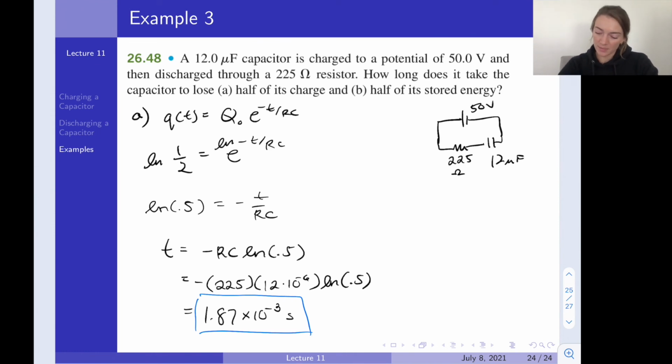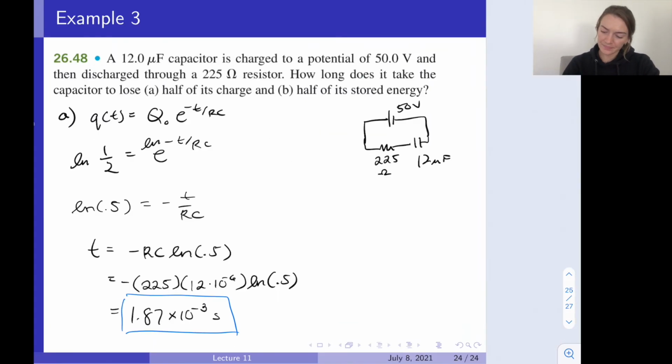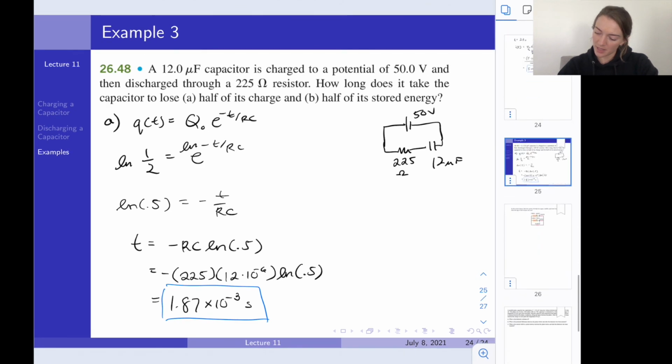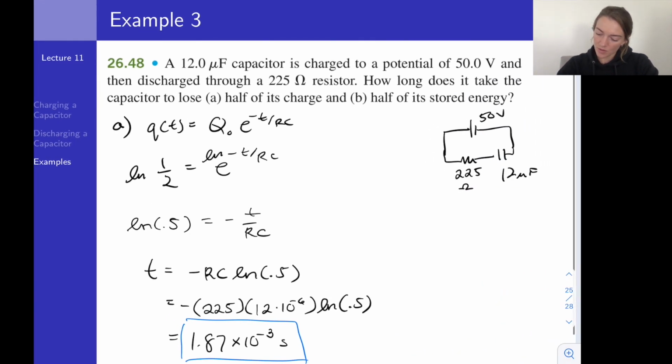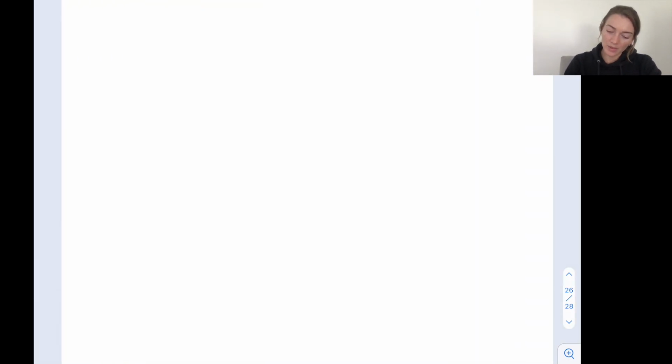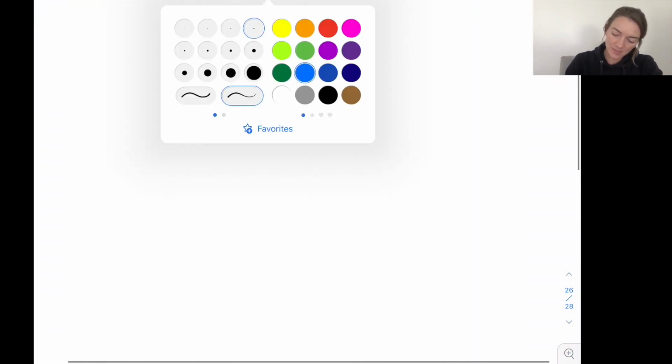Okay, so for this one, we have to think back. Add another page again here. So we have to think back to our unit on capacitors. And we want to know how much time it takes for the capacitor to lose half its stored energy. So the stored energy in a capacitor, you can write as the charge on the capacitor squared divided by 2C, right? So that was an equation we did in like chapter 24, I think.